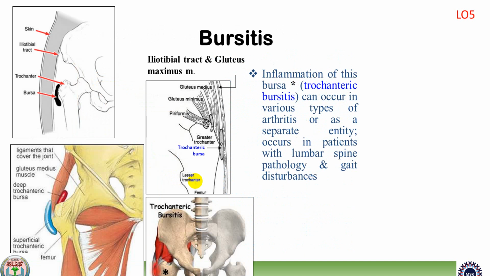Inflammation of the bursa we call bursitis, like trochanteric bursitis, and this inflammation could be part of a disease, inflammation of a joint which is arthritis, or it could be a separate entity due to excessive friction.